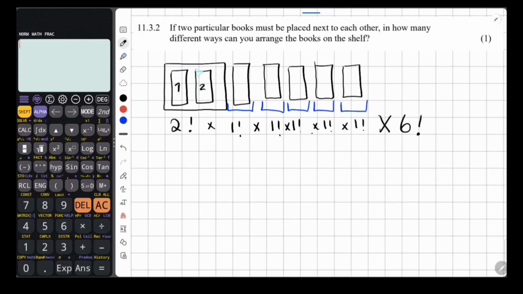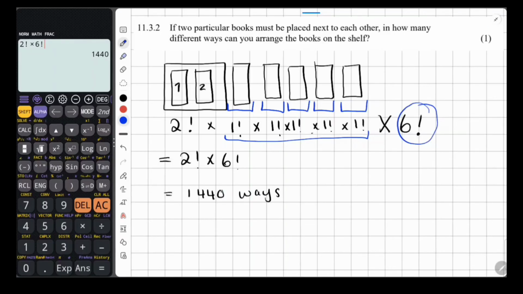We kind of look at each of these as if they were individual books. But then we have to say 2 factorial here because these 2 books don't always have to sit as 1 and 2. They can sit as 2 and 1. Okay, so if you look at this and you just simplify this, what this actually says is 2 factorial. And then if you multiply all of these 1 factorials, they're just going to give you 1 no matter what. So it's really 2 factorial multiplied by 6 factorial. And that will give you 1,440 ways.